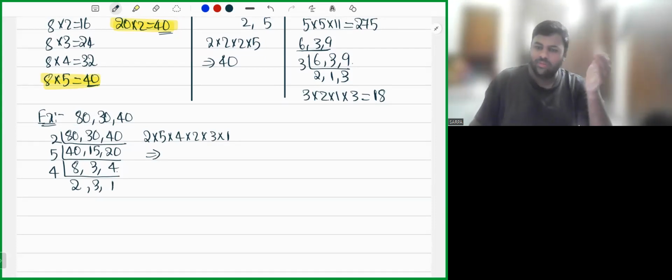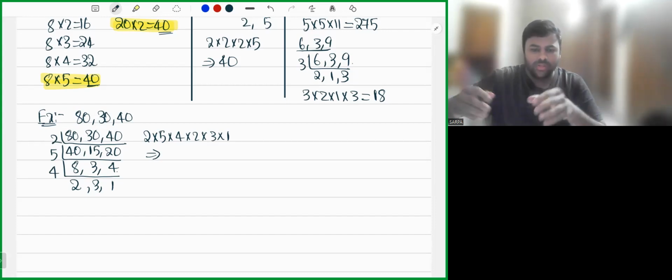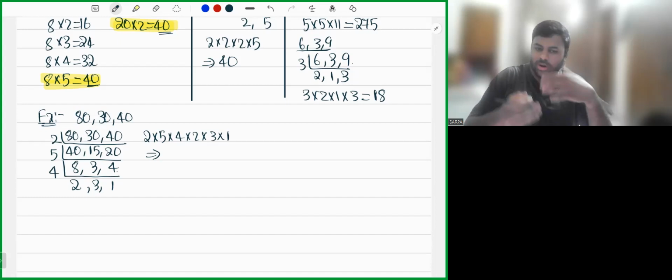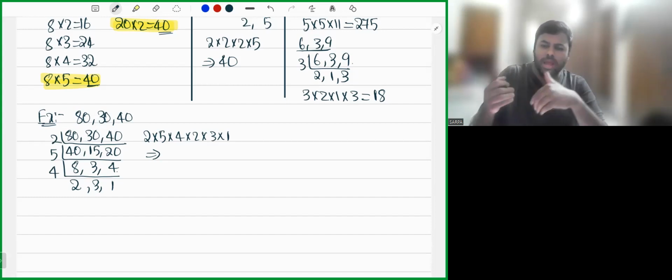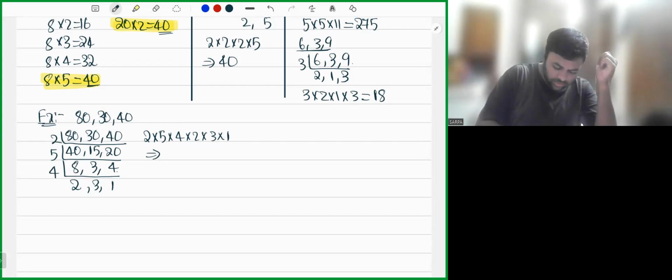I told you already, right? What is factorization? Expressing a number in terms of its factors is called factorization. Instead of factors, you write prime numbers. It is prime factorization. 2 into 5 into 2 into 2 into 3 into 1. 240.